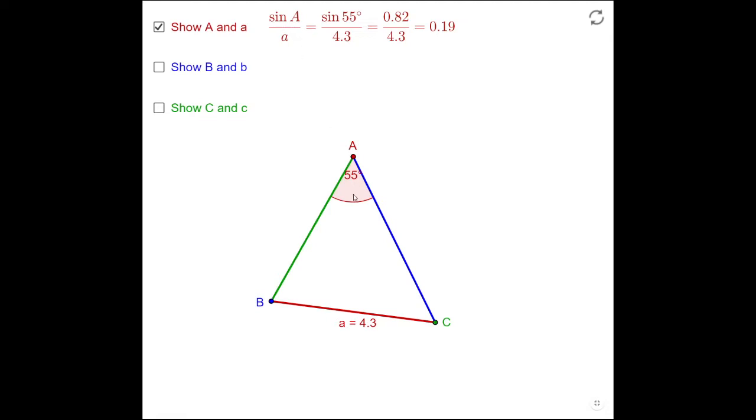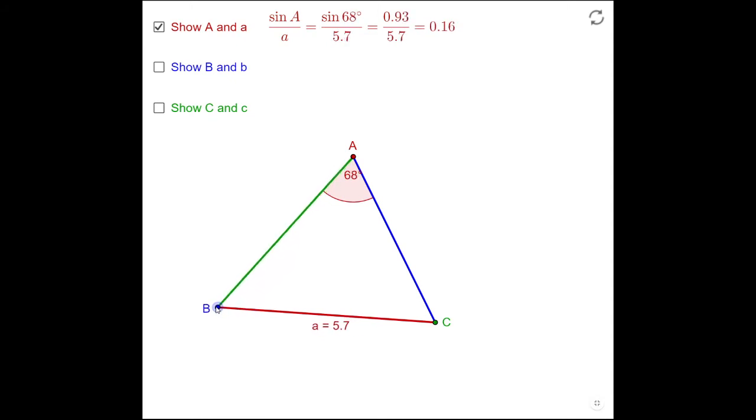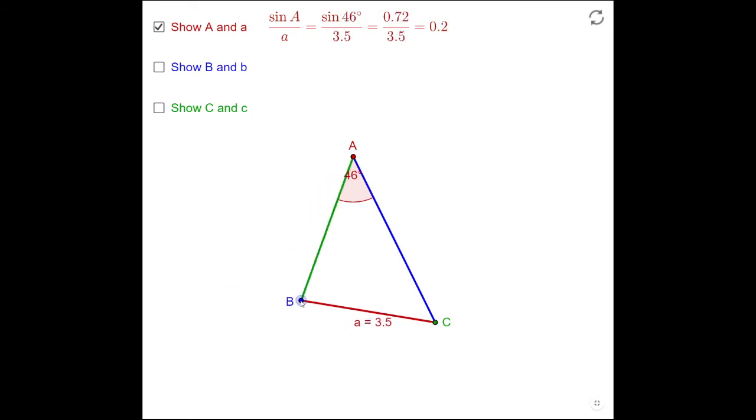And if we calculate that for this triangle, the angle is 55 degrees and the side length is 4.3. If we use our calculator to find sine of 55 and divide it by 4.3, we'll get this number. Now, why is this number useful? You can see that as the angle gets larger, so does the side. And if the side gets larger, the angle is getting larger as well.